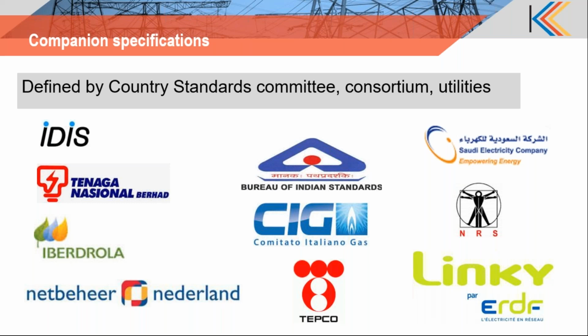Then the consortium: there can be a consortium of utilities or manufacturers. An example is IDIS. IDIS is a consortium of meter manufacturers based in Europe, or it can be of utilities. Most of the logos in this slide are of utilities. Like Tenaga Nasional Berhad is a Malaysian national utility. Iberdrola is a Spanish utility. Then there is CIG, a consortium of Italian gas. TEPCO is Tokyo Electric Power Company. And then there is Saudi Electric Company, EDF of France, etc. So these are some of the national, consortium, as well as utility-wise companion specifications using DLMS.